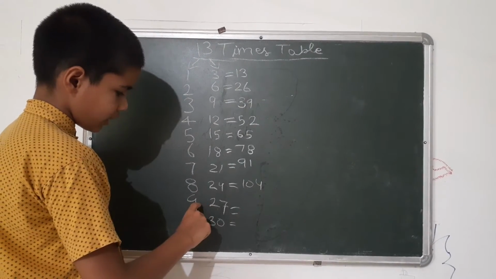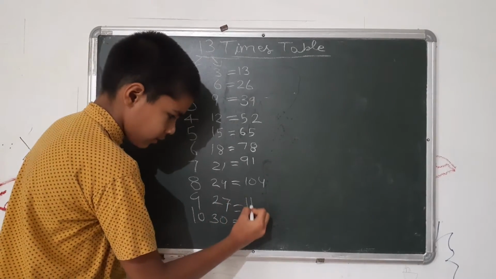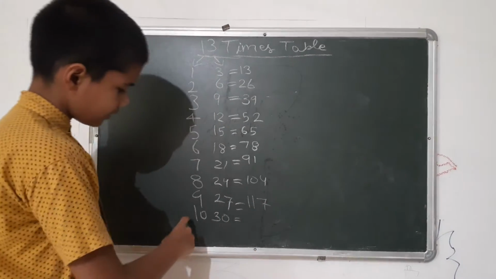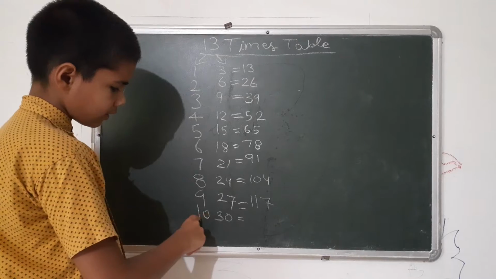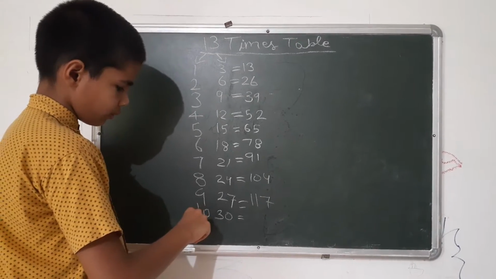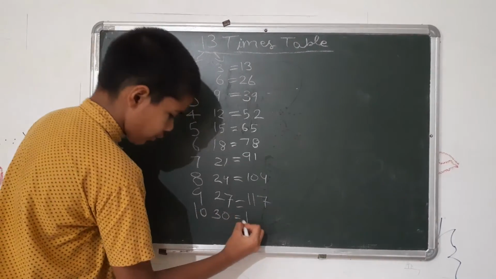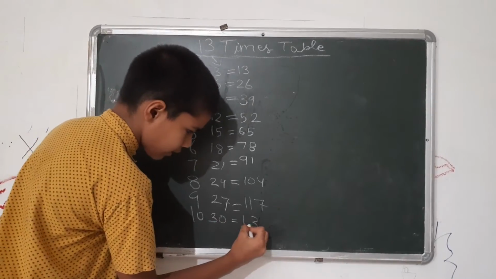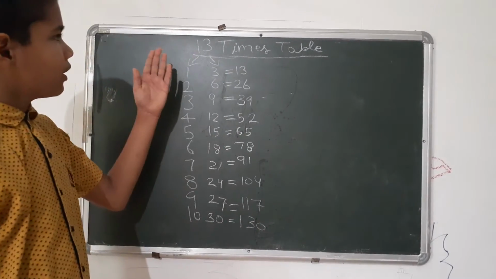9 plus 2, 9, 10, 11. Remaining 7 we will write it here. 1, here is 10. We don't write 0. We will write 1 and remaining 30 we will write here. We have done 13 times table.